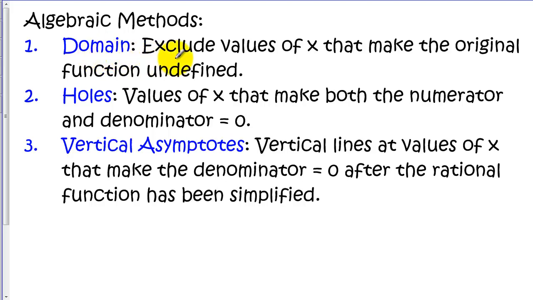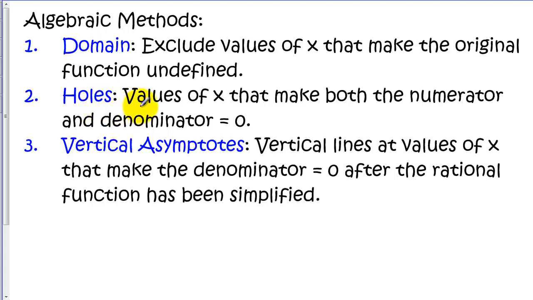Now the function is undefined at those values of x. And at those places, we can have two kinds of features. We can have vertical asymptotes, which are vertical lines that the function doesn't cross, or we can have things called holes, places where the graph will appear to be continuous, but at a particular value of x, it will skip over that value of x.